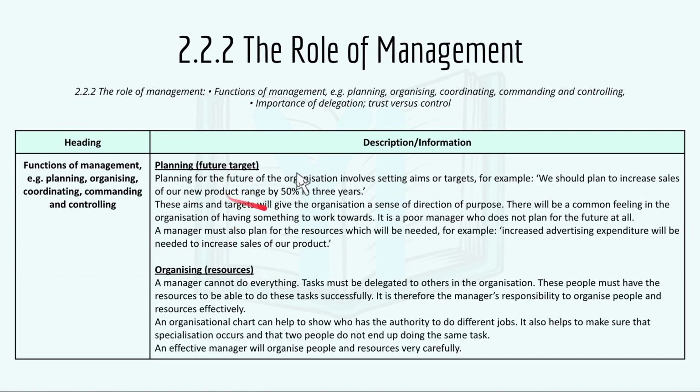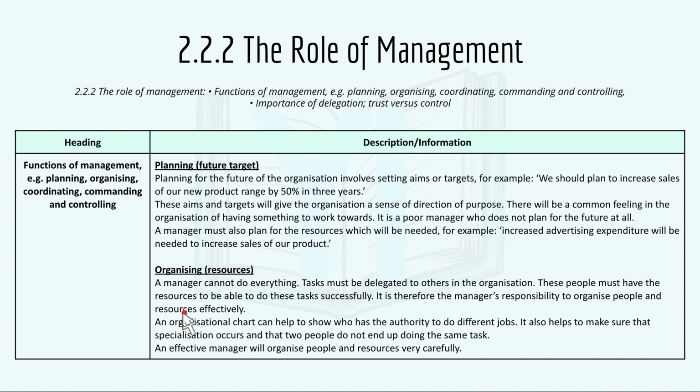Then we have planning for the first one. It's for the future target, and planning for the future of the organization involves setting aims or targets. For example, they would think, we should plan to increase sales of our new product range by 50% in the next 3 years. And these aims and targets will give the organization a sense of direction, of purpose, and there will be a common feeling in the organization of having something to work towards. It is a poor manager who does not plan for the future at all. A manager must also plan for the resources which will be needed. For example, increased advertising expenditure will be needed to increase sales of our product.